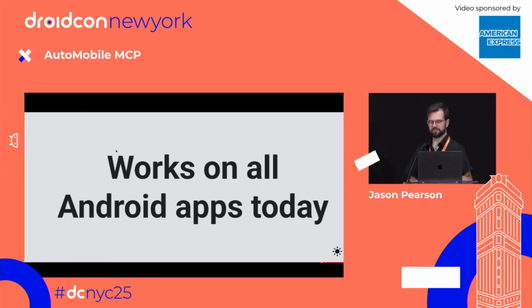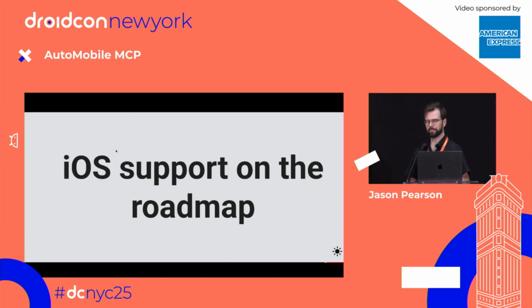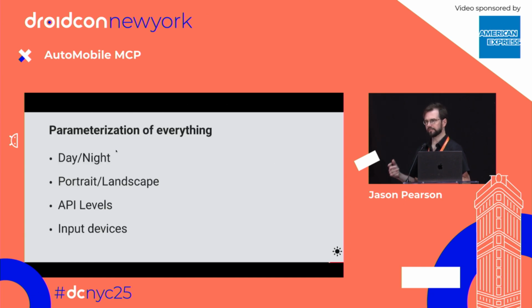So the status of this is it works on all Android apps today. Any app that's on the Play Store, any app that is a debug APK. Haven't tried Flutter yet. I have tried a React Native app, and you're going to see that soon. It will have iOS support. We're currently working the details out of when and how that will happen. I also want to have parameterization of everything, not just credentials and experiments, but day-night mode, portrait landscape, API levels, input devices.